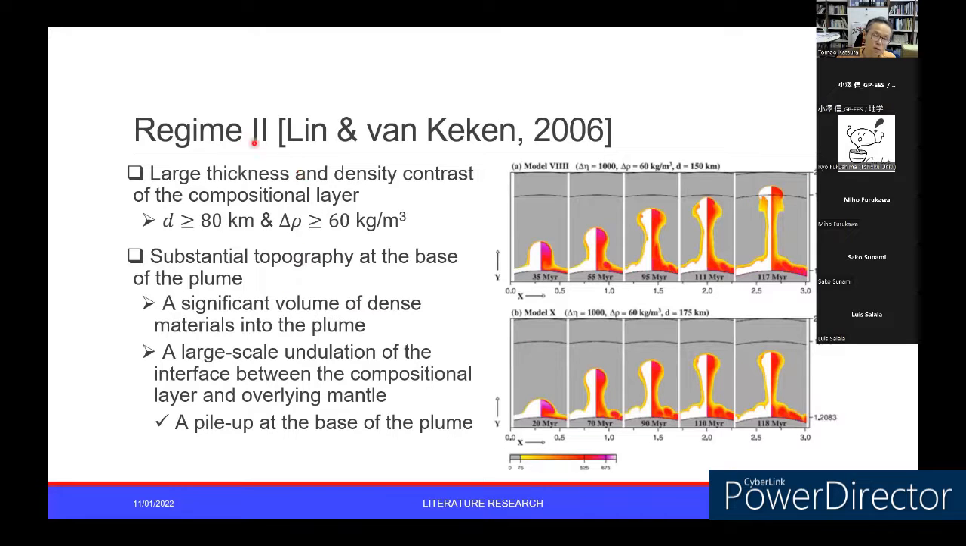And regime 2 is a thicker compositional layer or a larger density contrast. In this case, the thermal plume becomes very thick. The tail part becomes very thick. And this bottom part undulates significantly, so it is not smooth, but there are several swells.